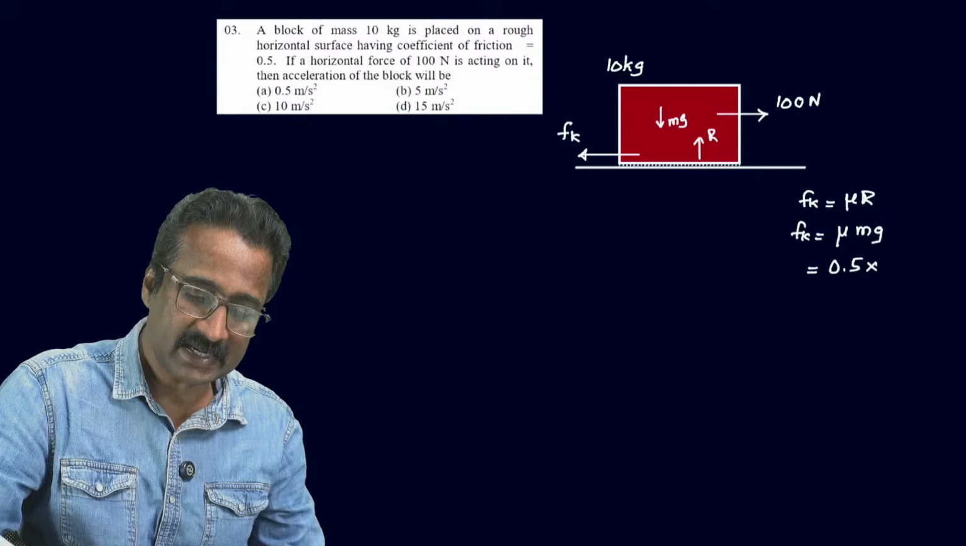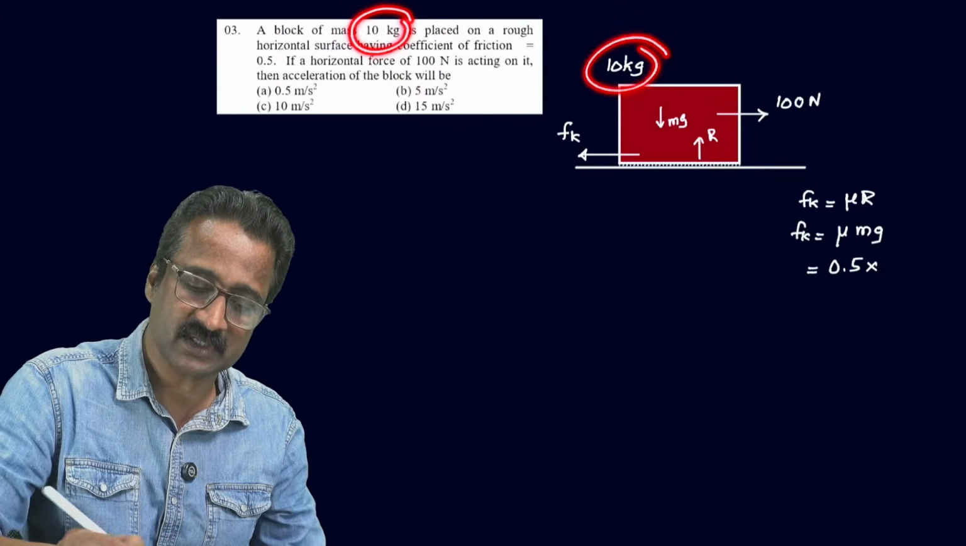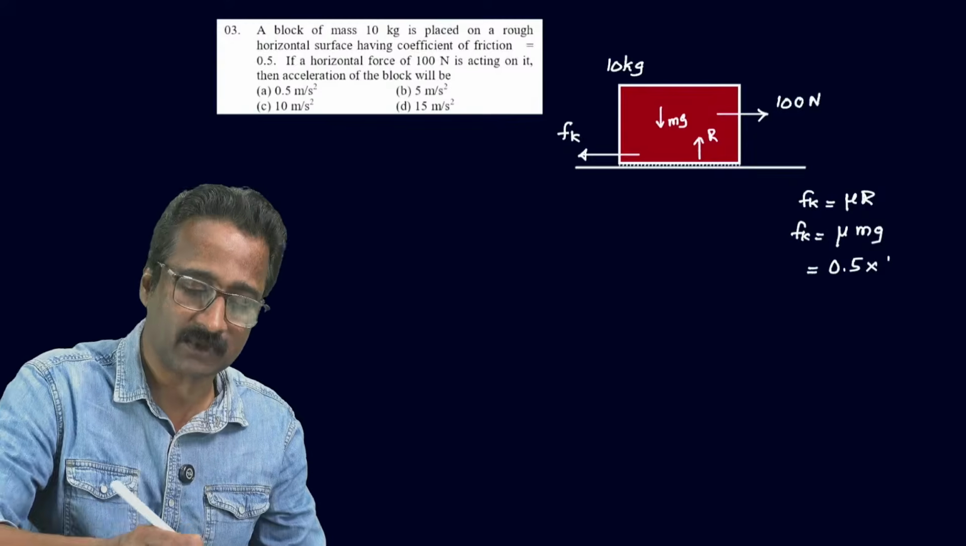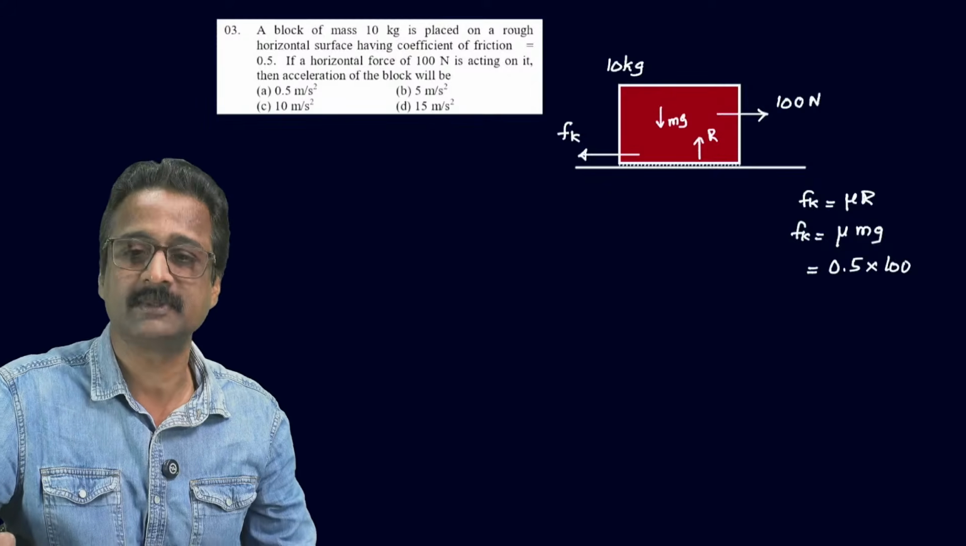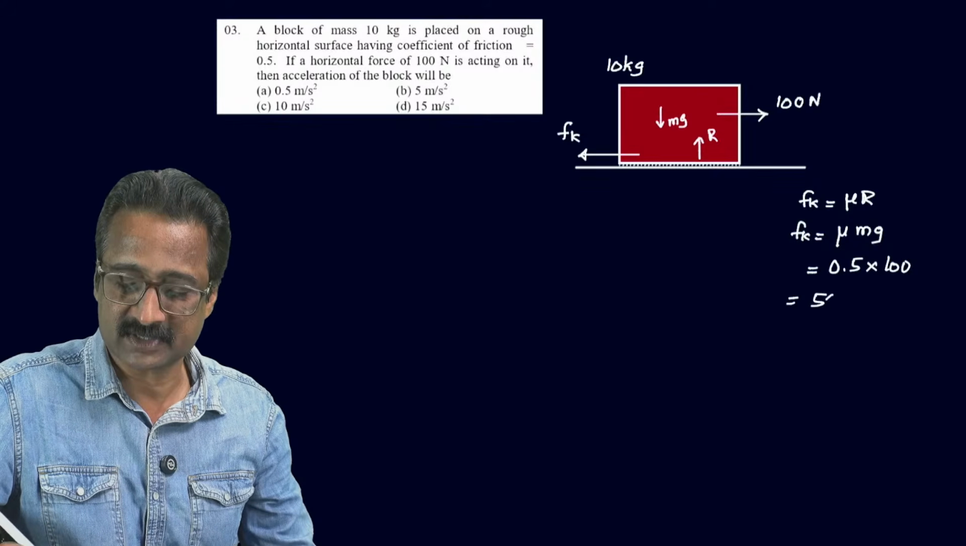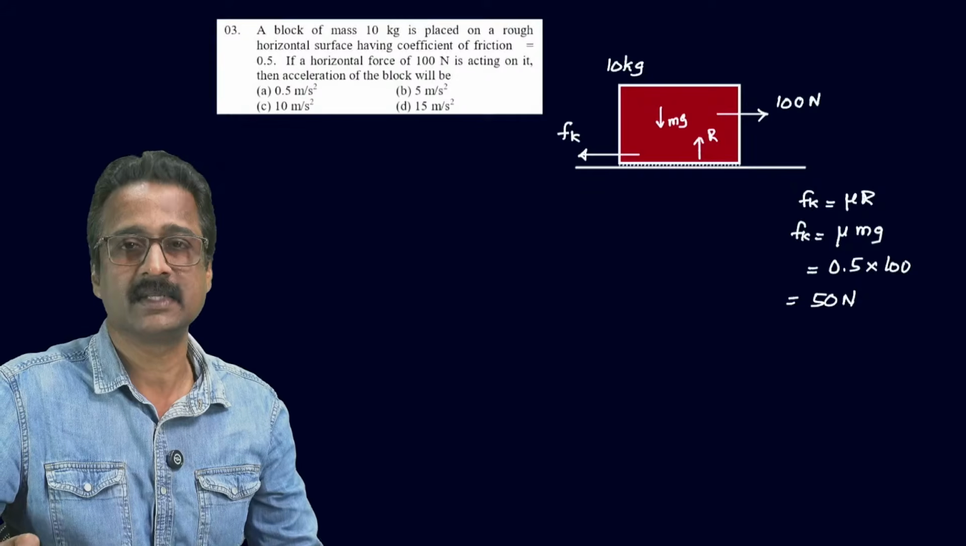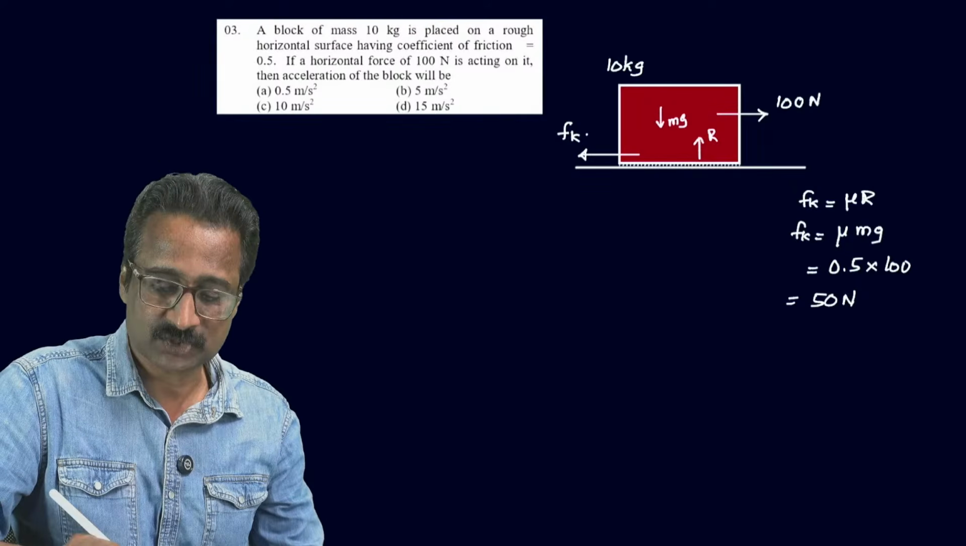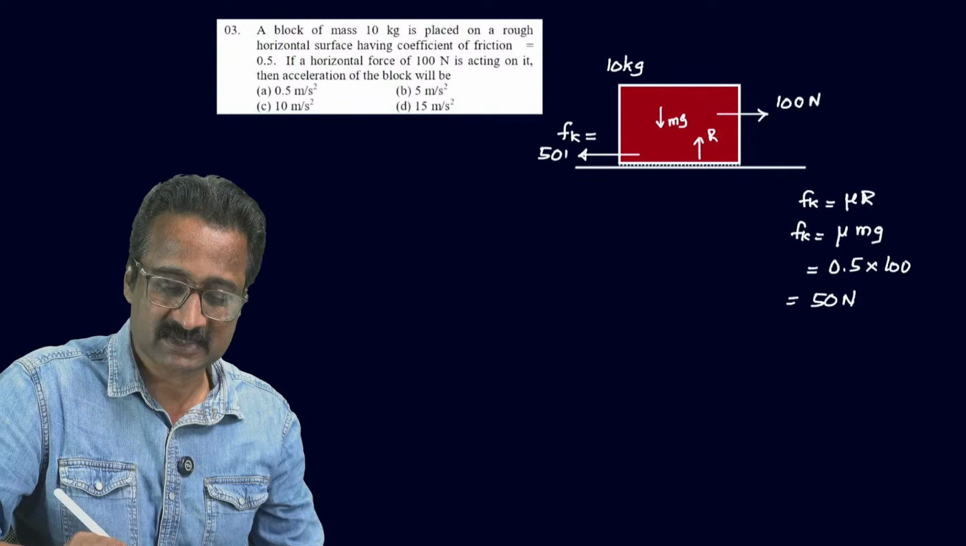And mg is 10 kg. 10 kg has mg of 100 Newton approximately. So that is 100. Okay, 0.5 into 100, that gives you some 50 Newton. That is the kinetic friction. So the Fk backward, you must expect is 50 Newton.